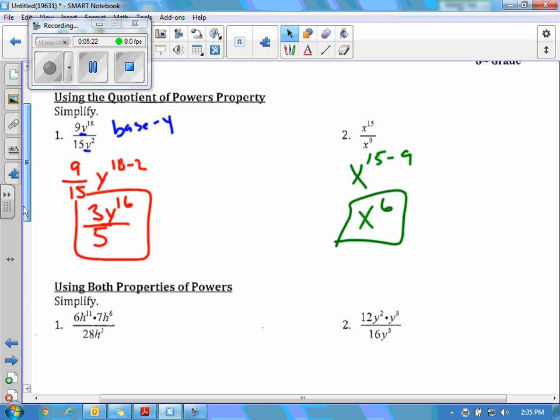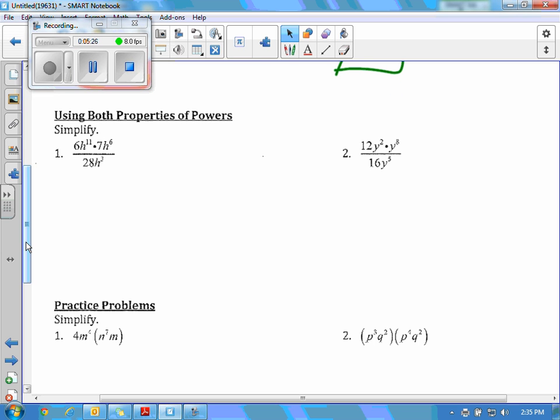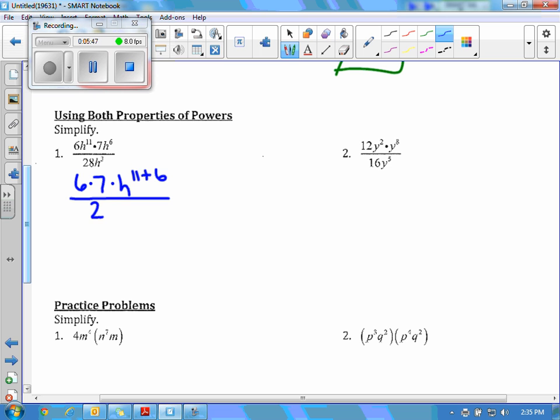The next part here says using both properties, and the directions are just to simplify, which means to work it out as far as we can. But it says we're using both properties because if you notice on the top, we're going to multiply, and we have a fraction, so we're going to divide. So the first thing you want to do on the top is multiply our coefficients. So 6 times 7. They have the same base, h, so I can do h to the 11 plus 6. All of that's going to be over 28h to the third.